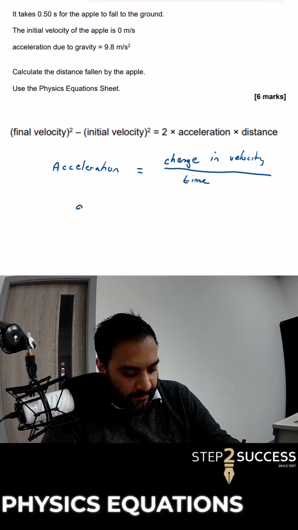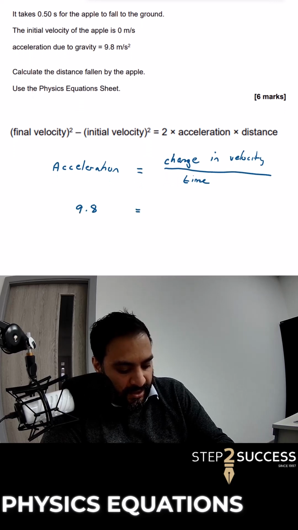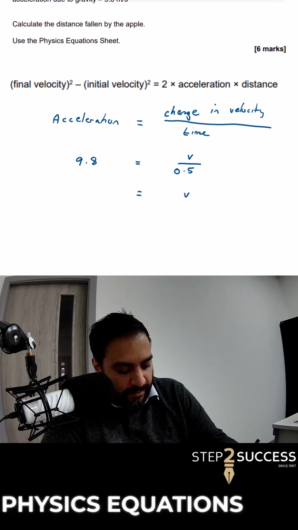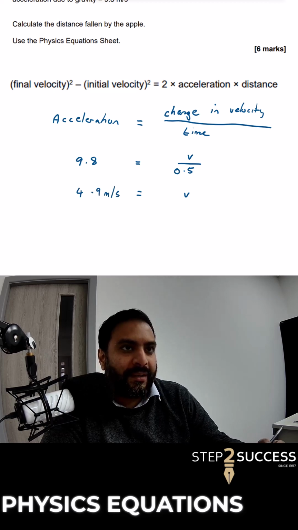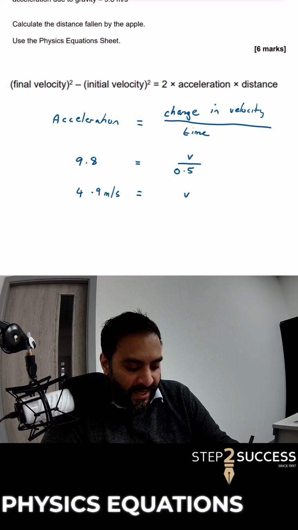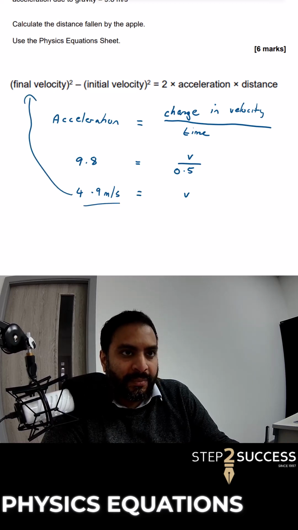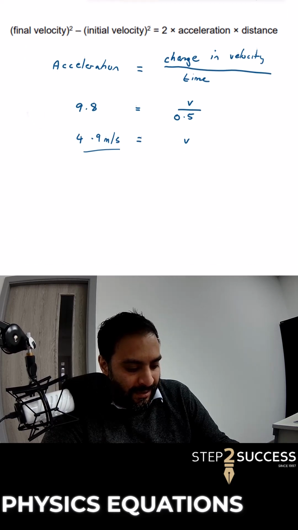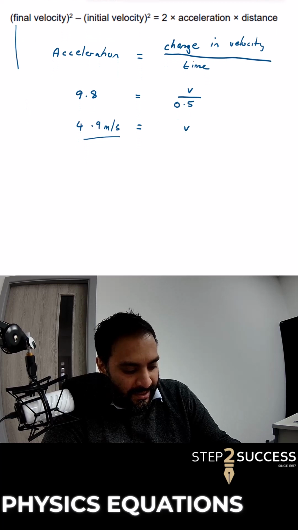The acceleration is 9.8. The change in velocity, let's call it v, divided by time, which is 0.5. If we multiply the 0.5 over, 9.8 times 0.5 is 4.9 meters per second. So since that's the change in the speed, that is also the final speed because we started at 0. So now that we know that, we can begin to sub what we know into that first equation.